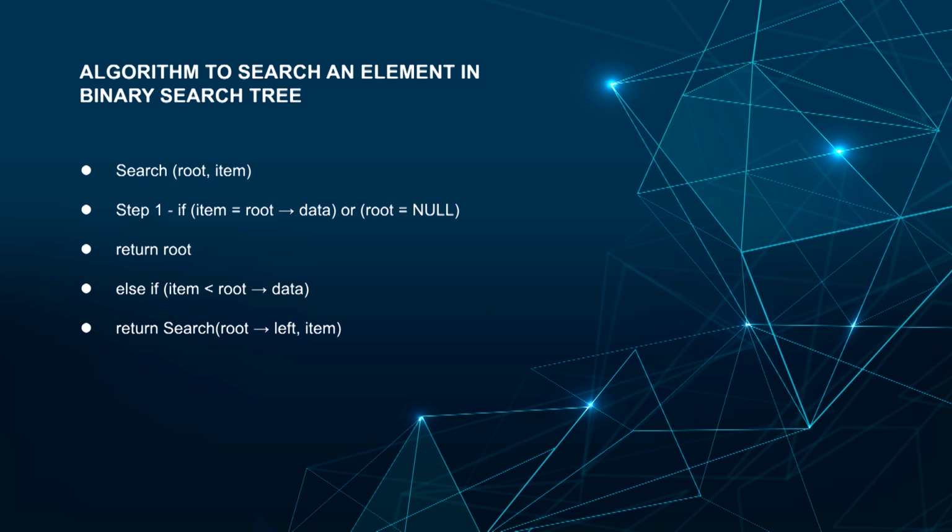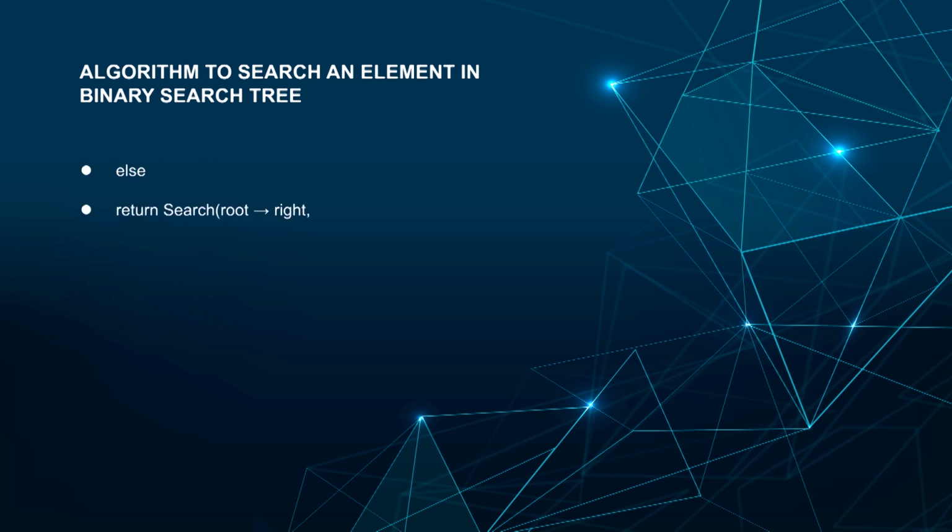Either the tree is empty, so root equals null, so display or return the root. Else if the item is less than the data of the root, move your pointer to the left successor of the root. Else your pointer will be shifted to the right successor of the root. And finally, in the last step, we exit the operation. So, this is the searching part, which we have already completed.